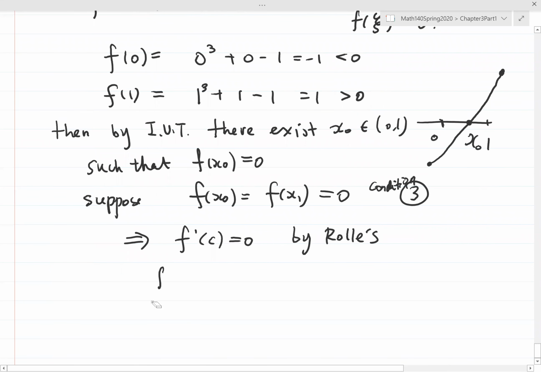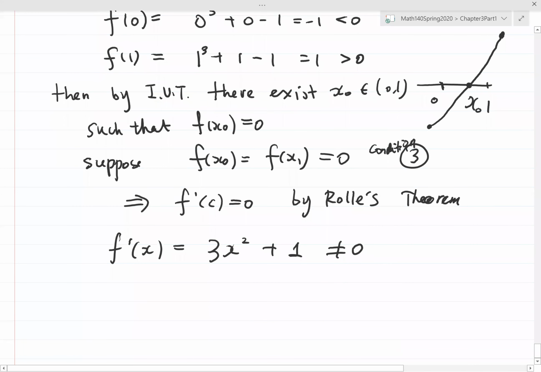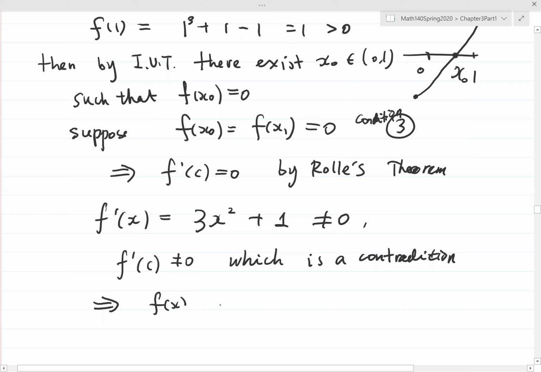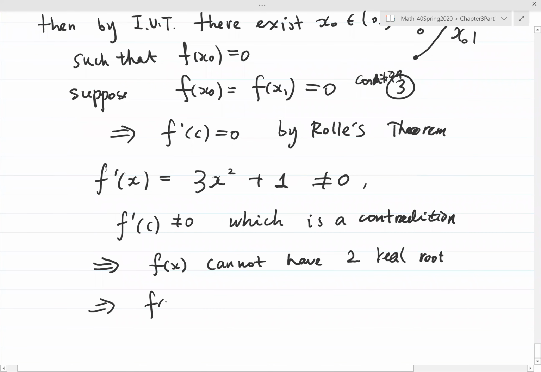However, if you take the derivative, f derivative of x is 3x squared plus 1, which is never 0, because 3x squared is positive, plus 1 is positive. So f derivative at c cannot be 0, which is a contradiction. This contradiction shows that f cannot have two or more real roots. Now we know it has one real root, so f(x) has exactly one real root.